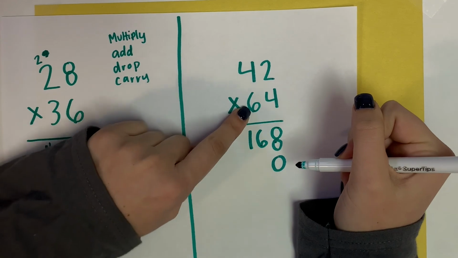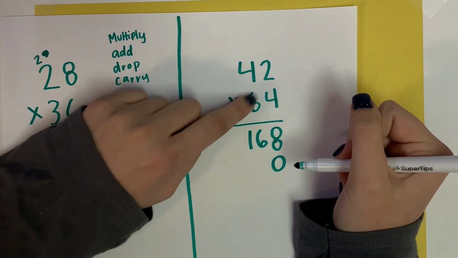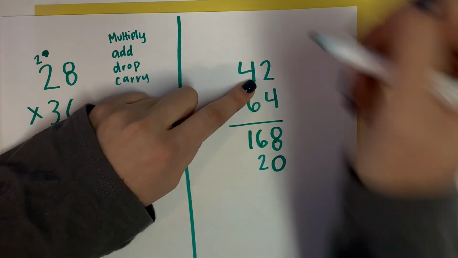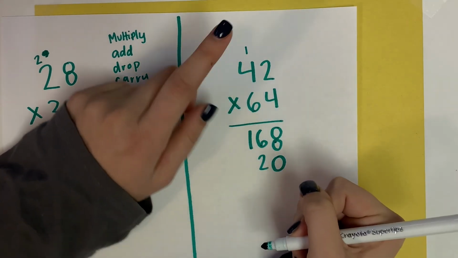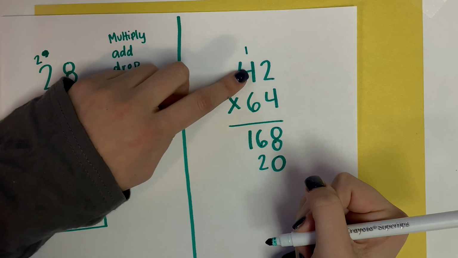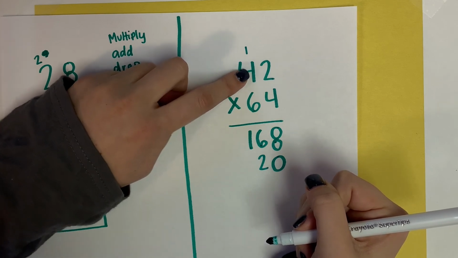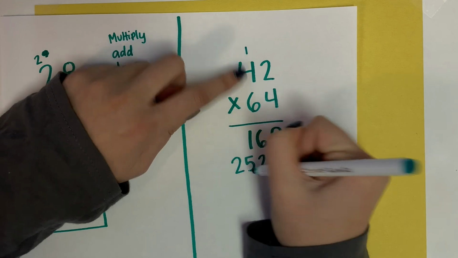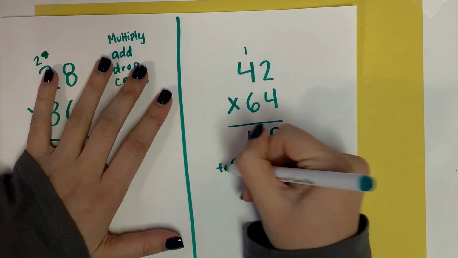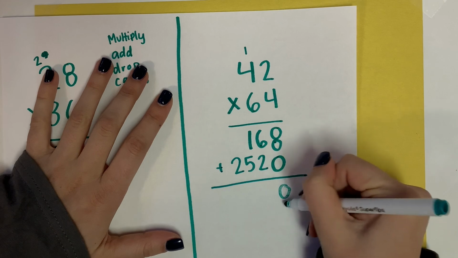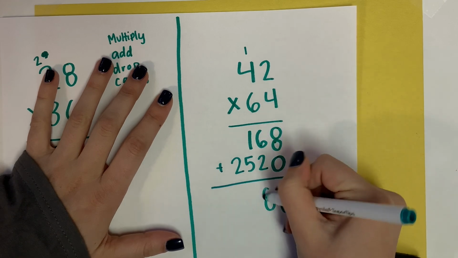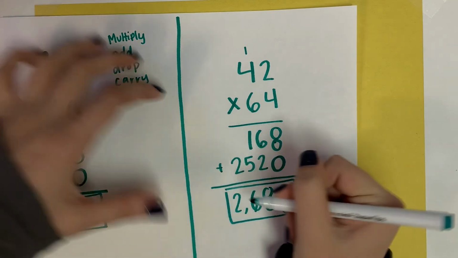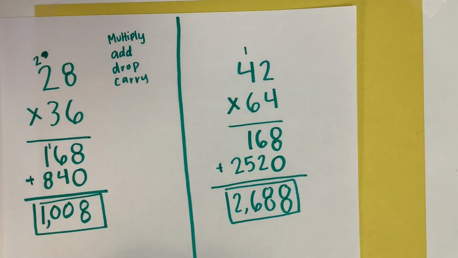Now I'm going to multiply every piece by 6. 6 times 2 is 12. 2 is in the ones place, 1 is in the tens place. I'm going to add it as I go. 6 times 4 is 24, plus 1 is 25. So I'm going to drop the whole 25 because there's nowhere else to carry. Add it all together. And here's my answer.